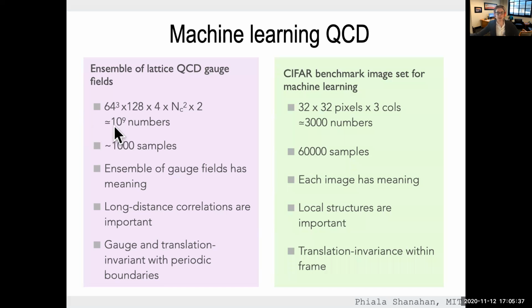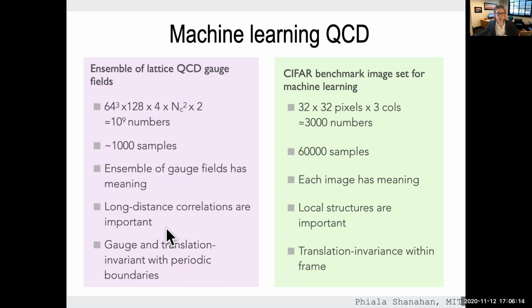The first is that a state-of-the-art lattice gauge field is described by something like 10 to the 9 numbers, and we want thousands of configurations, compared to, say, an image described by 3,000 numbers with 60,000 samples available for training. So we have this extreme inverted data hierarchy, which means a lot of machine learning approaches based on training data won't work for us. It's the ensemble of gauge fields that has meaning. Long distance correlations are important, as opposed to short distance correlations having meaning, like a nose or an eye in an image. And we have these complicated symmetries.